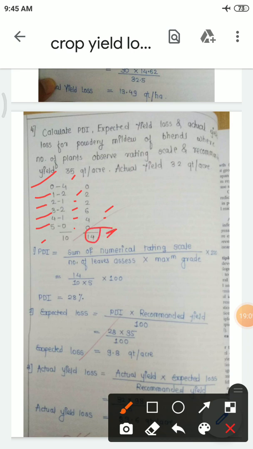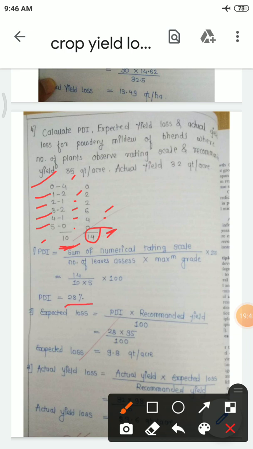Then we put the formula for PDI. PDI is equal to the sum of numerical rating scale divided by the number of leaves assessed into the maximum grade. So the sum of numerical rating scale is 14, divided by the number of leaves assessed, 10, into the maximum grade, which is given here as 5, into 100, because PDI is calculated out of 100. So we get the PDI, that is 28%.